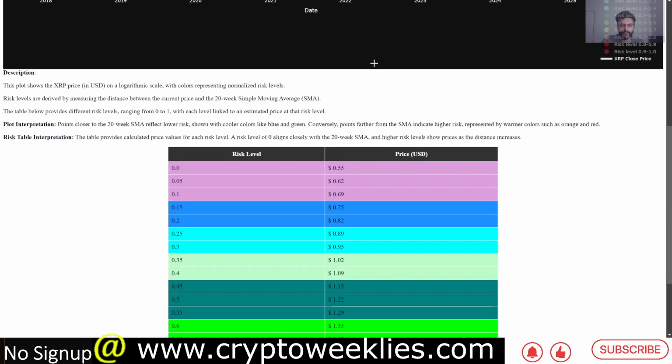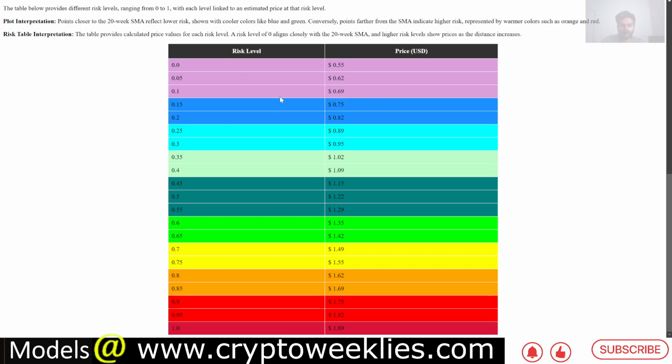The other being, going forward, what are some of the key risk-based price action levels. So right now the price action at around between 62 and 63 cents represents about 10% risk and 90% reward. And going forward, the key risk levels to watch are at around 60% risk, price action forecasted at that point at around $1.35 for XRP. Between 0.6 and 0.8 risk, the price action is between $1.35 and $1.62.